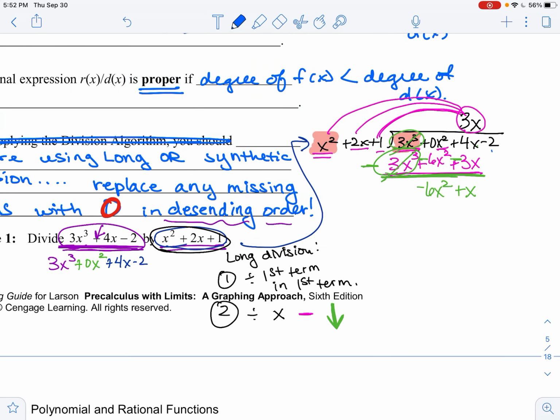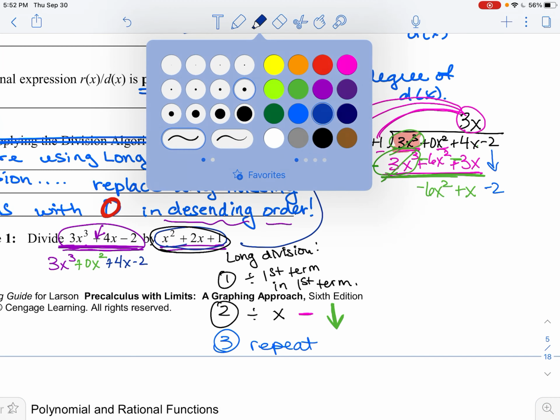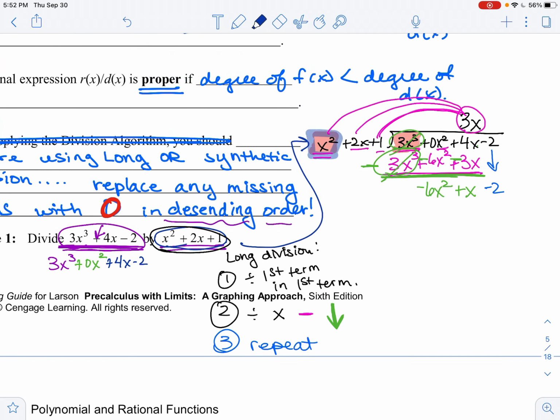So we're going to bring down that minus 2, and then we repeat until we have nothing to bring down. So we're going to go back to the first term. Now I'm going to use a different color. We're going to say the first term divides into this first term. Well, x squared goes into negative 6x squared a negative 6 times.